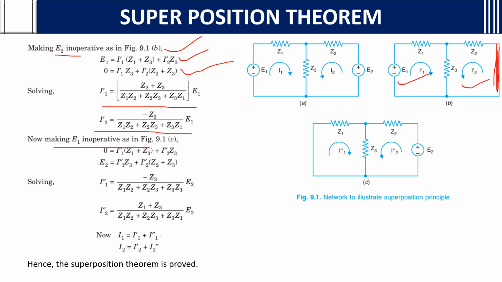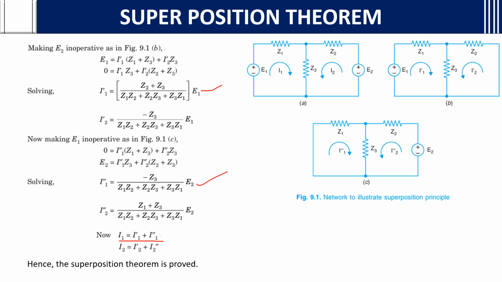Now making E1 inoperative, making it 0, you apply KVL and you will get two mesh currents, I1 double dash and I2 double dash, as this. Now if you want the I1 current, what do we need to do? I1 dash plus I1 double dash. You will get I1.